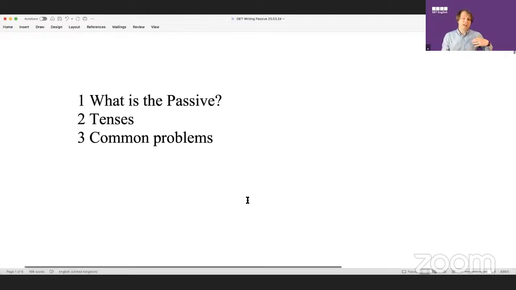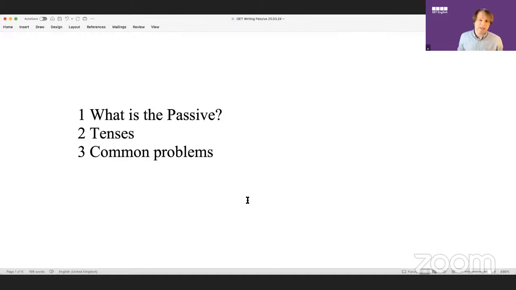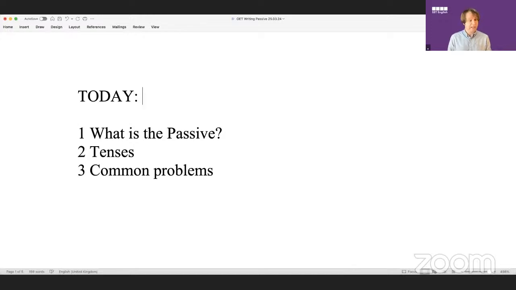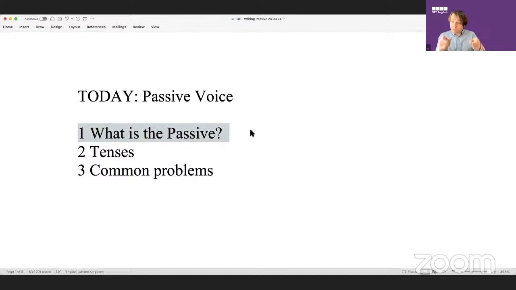Okay. All right, so let's get started. Those are all words that you really need to use in OET. And this is some grammar today that you really, really need in OET. We're talking about the passive voice, okay? So we'll start off. You tell me, you guys tell me what is passive, okay? You all know.